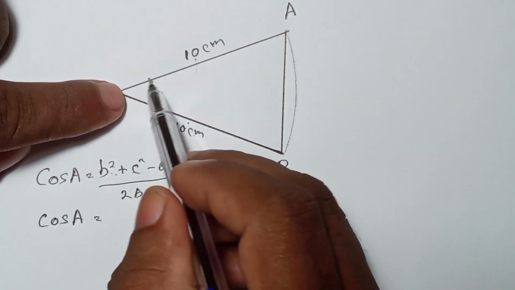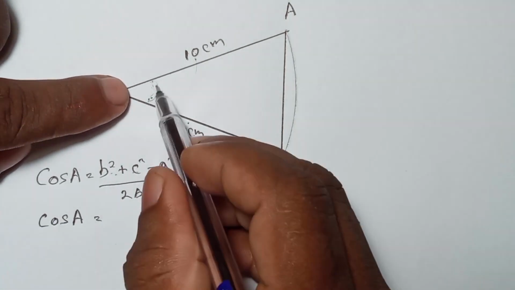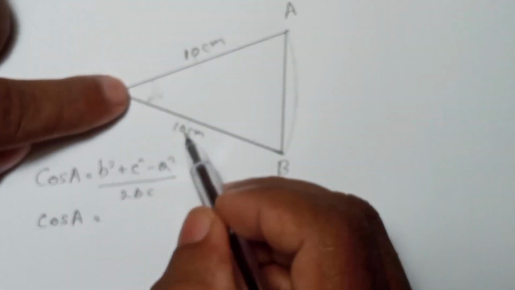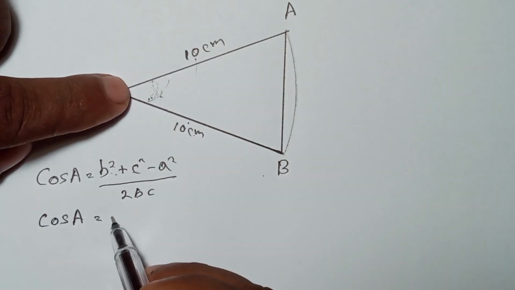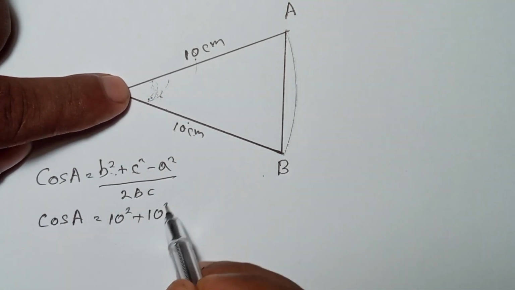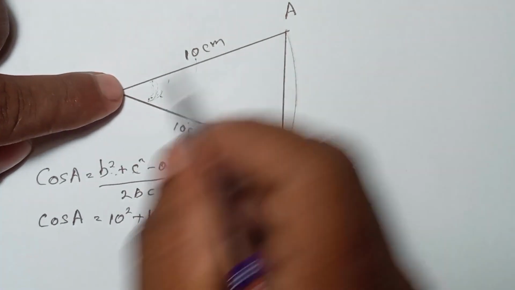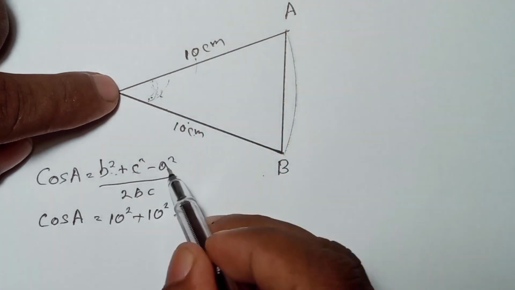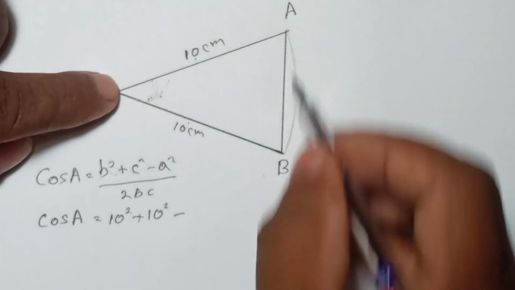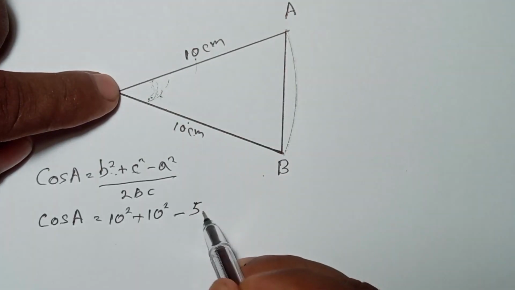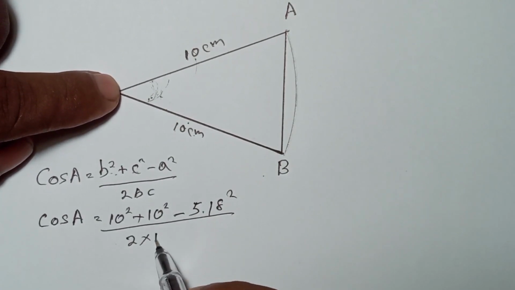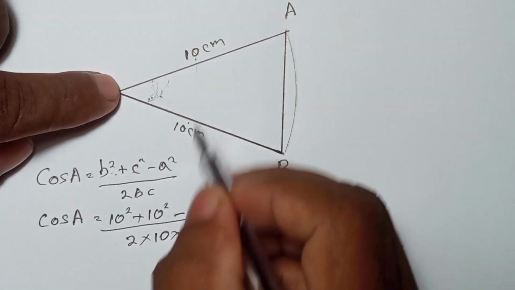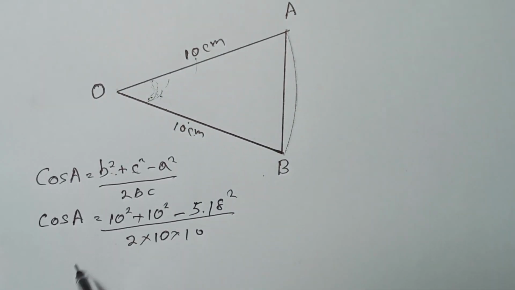So B and C represent the two sides that make this angle. Here 10 square plus 10 square, because this side is also 10, it must be, because it is a radius in the same circle, minus A square. A is given, this side, 5.18 square, over 2 into 10 into 10, again the same BC.